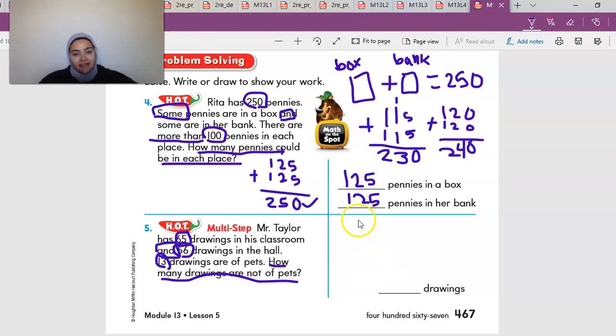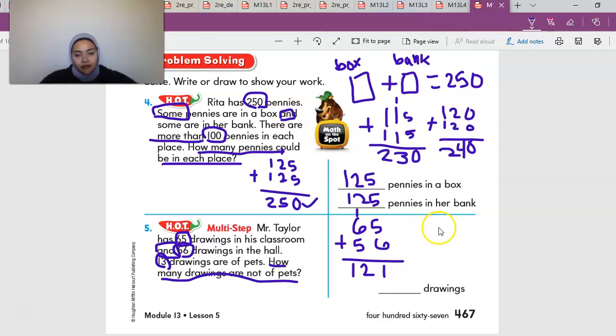We know he has 65 drawings in his classroom, and we know he has 56 drawings in the hall. We have to find out how many drawings he has altogether first. 5 plus 6 is, 5 plus 5 is 10, plus 1 more is 11, so 5 plus 6 is 11. And then 5 plus 1 is 6, and 6 plus 6 is 12. So that tells me he has 121 drawings.